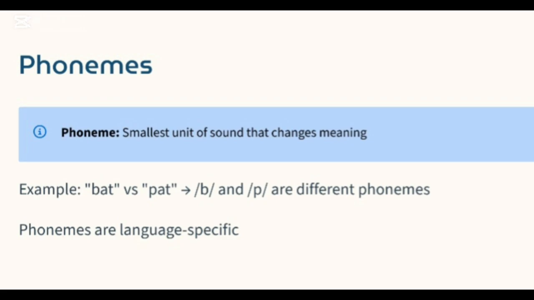Let's talk about phonemes. A phoneme is the smallest sound in a language that can change a word's meaning. For example, if you say bat and change the B to a P, you get pat, a totally different word. So B and P are different phonemes in English. Every language has its own phonemes, which is why some sounds are easy in one language but hard in another.